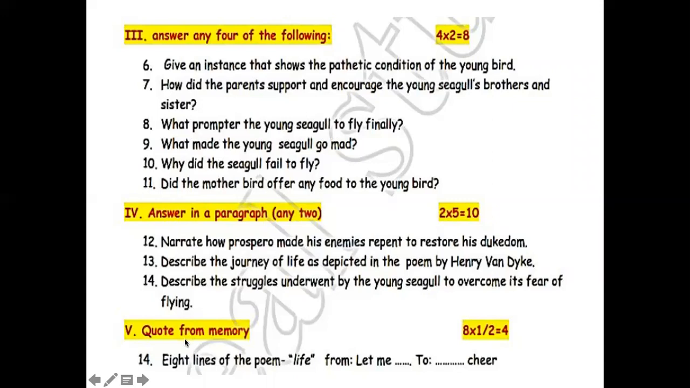Then next is the memory poem. You have to write 8 lines. See, 8 lines of the poem, Life, that is from 'Let me' to 'cheer'. Up till this, you have to write. So half marks for each line. So 8 lines gives you 4 marks.